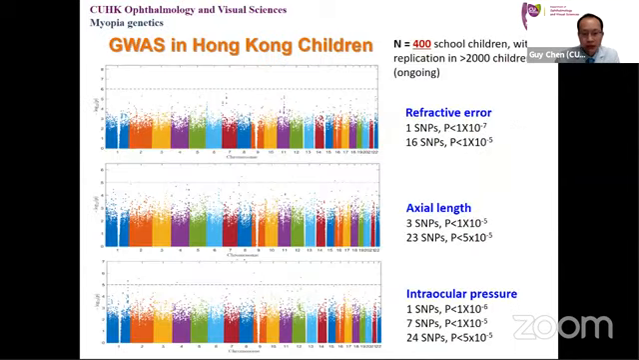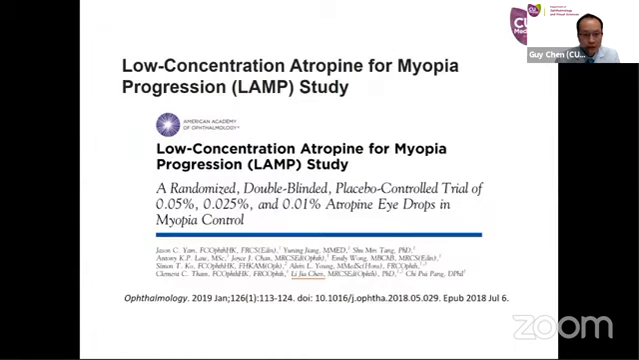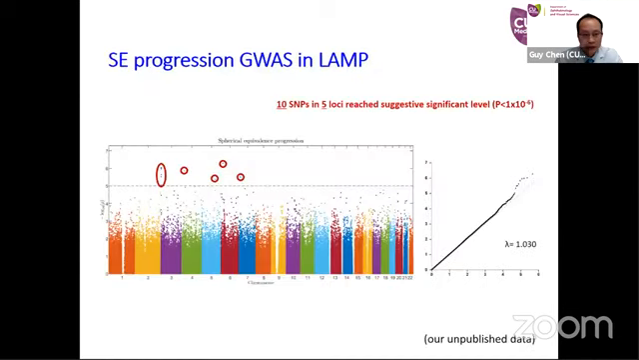Apart from candidate gene analysis, we have also conducted GWAS on different children's eye traits. And also in our previous clinical trial, we identified that low-dose atropine was effective in controlling myopia progression in children. We have done a GWAS on those children samples and identified 10 SNPs to be suggestively associated with myopia progression in children. We are now validating these results, and we hope that we can share with you the updated results in our next international meeting.